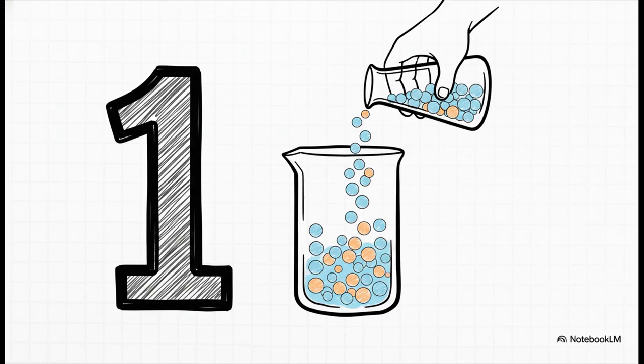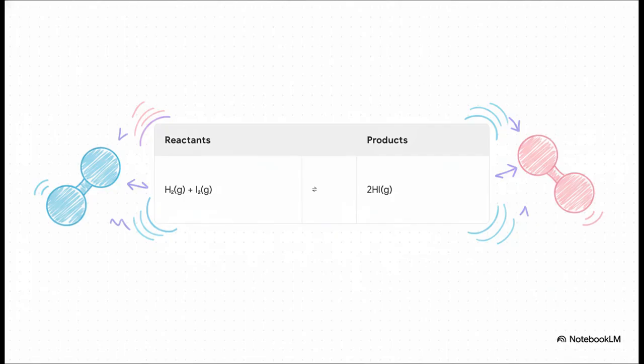What happens if you take a reaction that's perfectly balanced and just dump in more of one of the starting ingredients? Let's take a look at this classic reaction. On the left side, we have our starting materials, our reactants, hydrogen and iodine gas. On the right, we've got our product, hydrogen iodide. Now that double arrow in the middle, that's the magic symbol that tells us this reaction is in equilibrium. It's going both forwards and backwards at the same time.